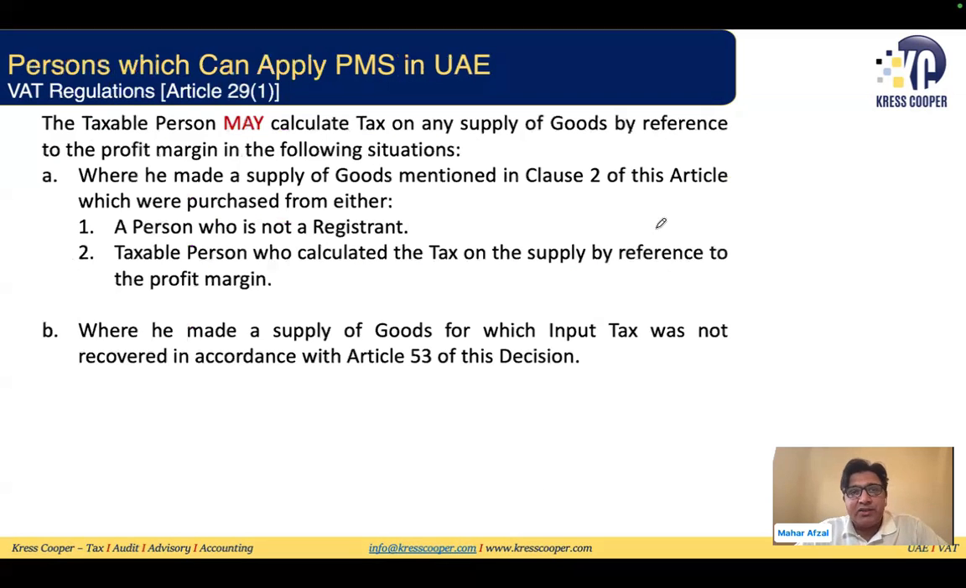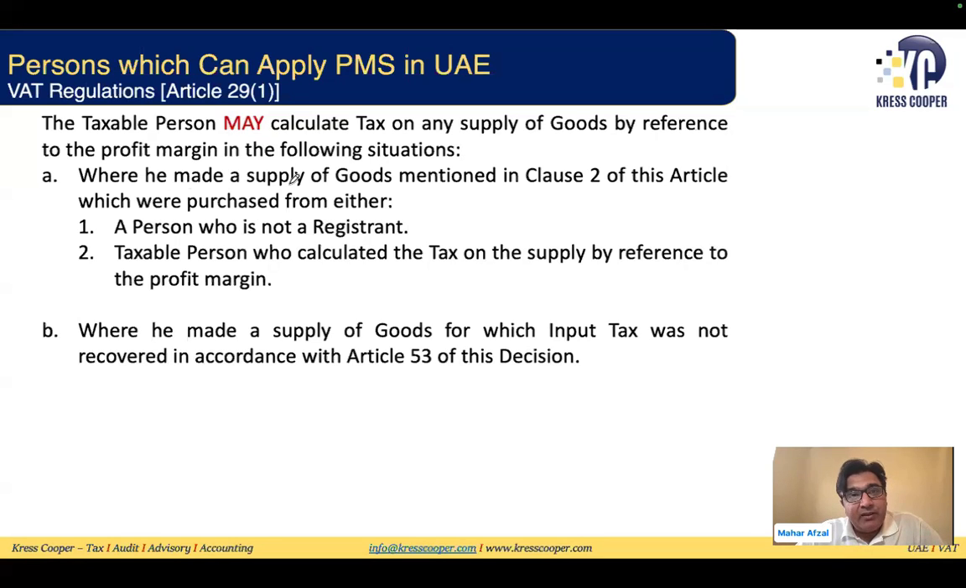What the regulation says, these are the regulations. Article 29 of the regulation says the taxable person may calculate tax on the supply of goods by reference to the profit margin in the following situations. What are those situations? We've already discussed three conditions: tax already been paid, goods are being bought from an unregistered supplier, or goods are being bought from a person who is already applying the profit margin scheme.